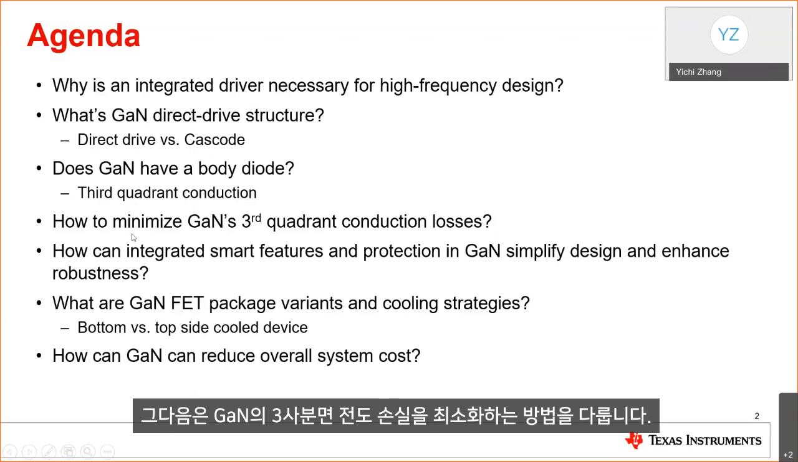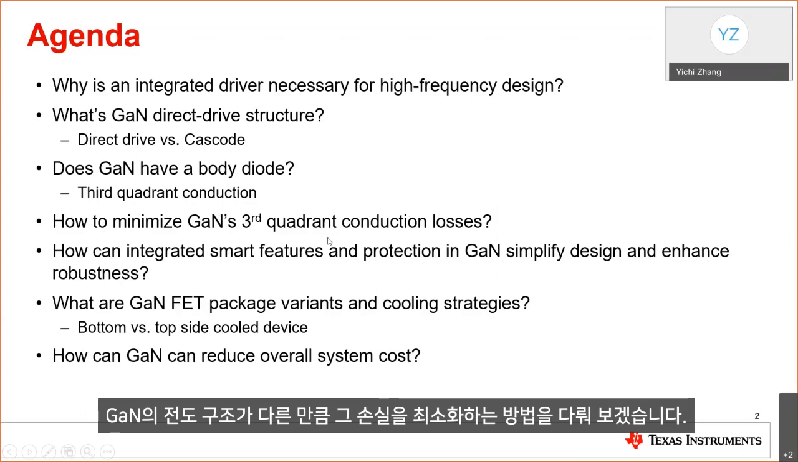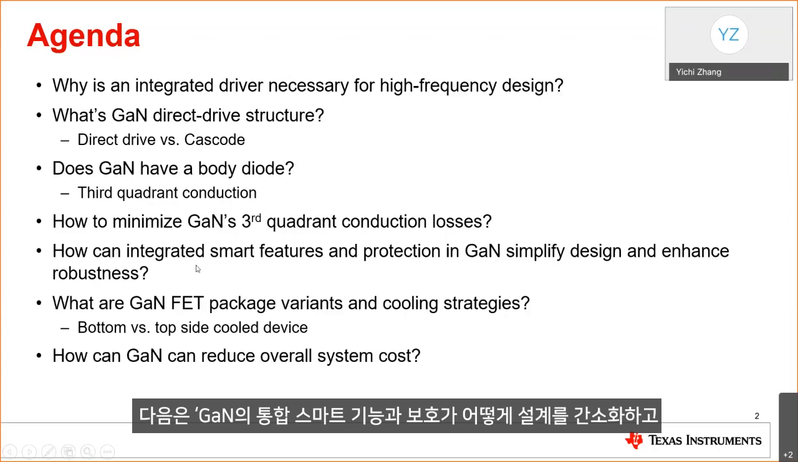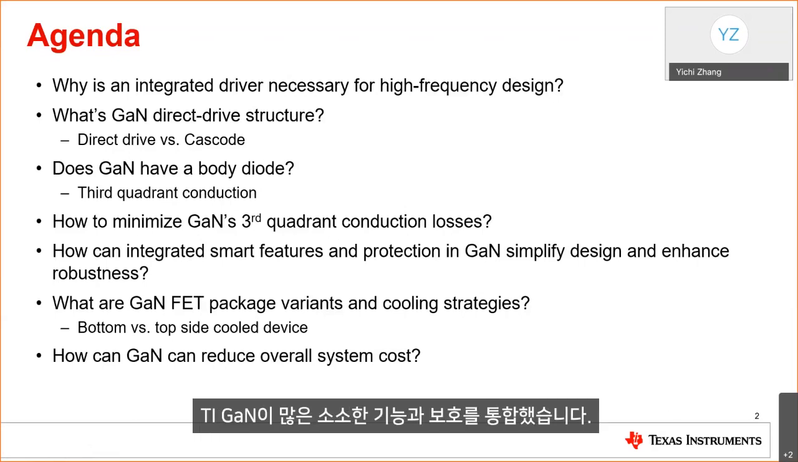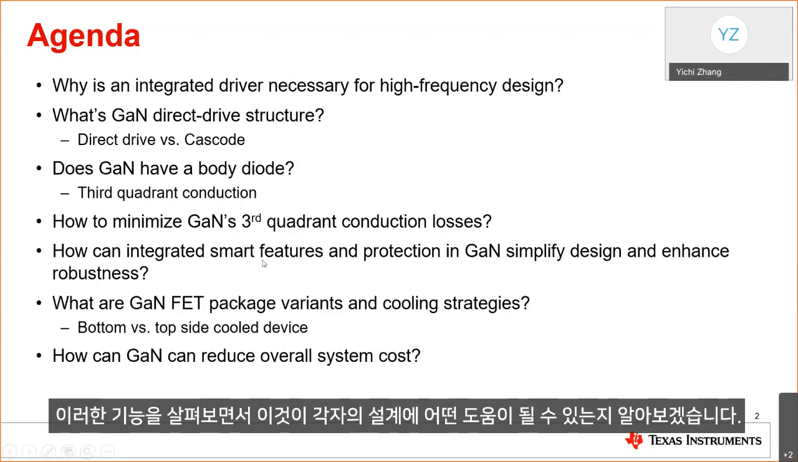And then the next one is how to minimize GaN's third quadrant conduction losses. With the different conduction structure of the GaN, I will be going over how to minimize that loss. Next one is how integrated smart features and protection in GaN can simplify design and enhance robustness. So GaN has integrated a lot of smart features and protection, and I will be going over some of those features to see how they can help with your design.